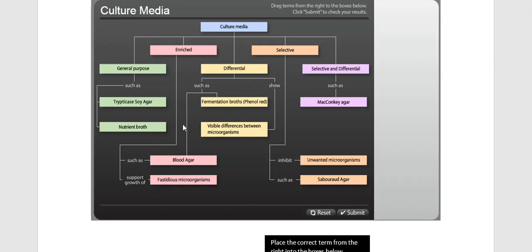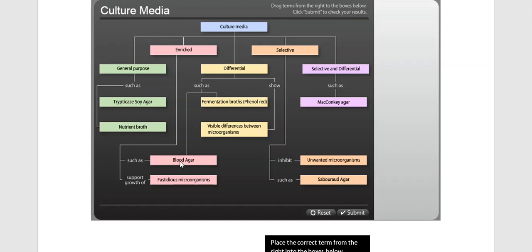Differential media can also be blood agar, and remember we talked about the different types of hemolysis, or breaking down of red blood cells. It could be alpha, beta, or gamma. Gamma hemolysis means that there was no breakdown of the red blood cells and the microorganisms just kind of grew on the plate. Beta hemolysis means there was a complete breakdown of the red blood cells, and then we had alpha hemolysis, which was just an incomplete breakdown of the red blood cells.